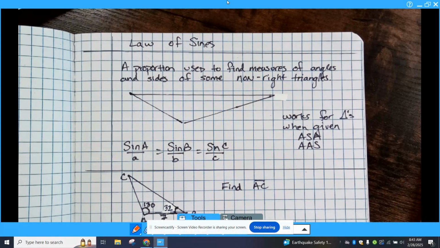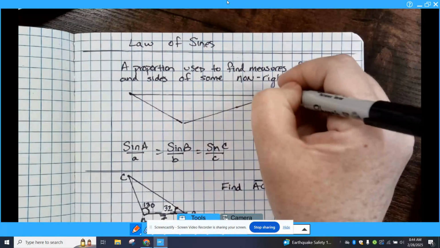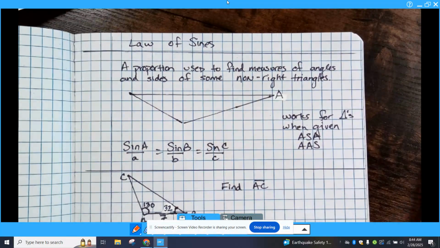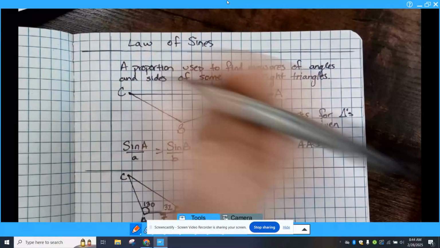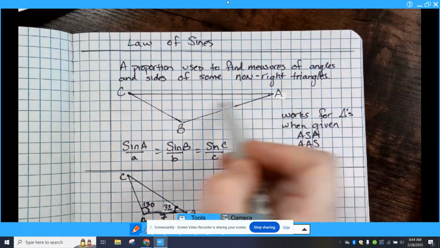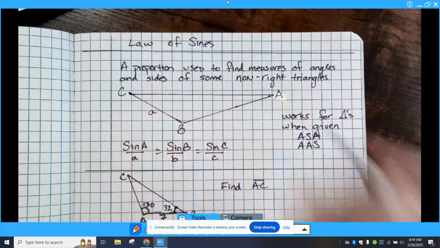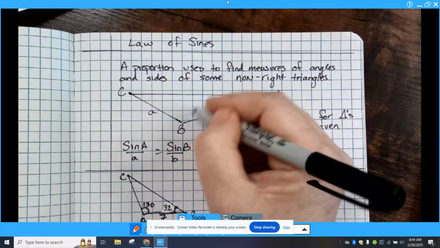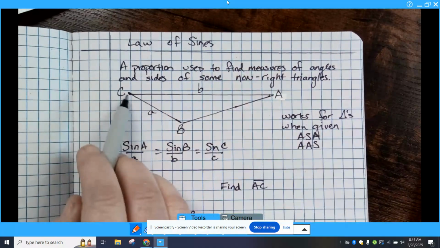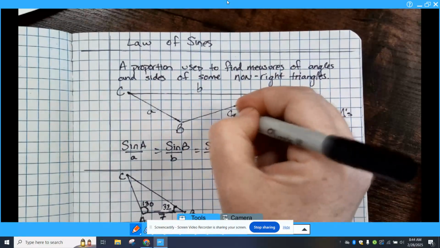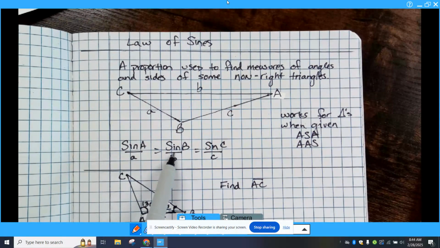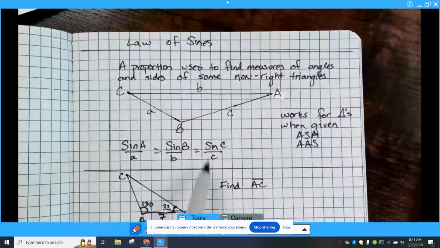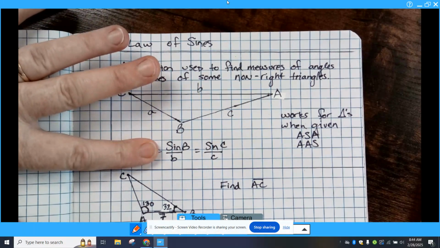So remember, when we have a triangle, we label the vertices with capital letters and the side opposite that with lowercase letters. So opposite B is b, opposite C is c. So the law of sines says that you can find it using sine A over a equals sine B over b equals sine C over c. And technically you only need 2 at any time.